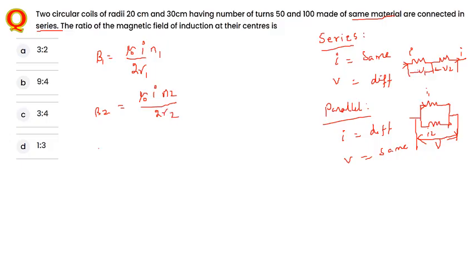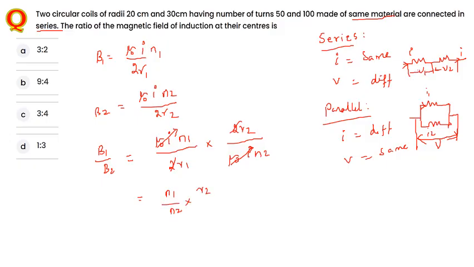Now what they are asking in this case is B1 divided by B2. Now I just mentioned here, B1 is equal to mu naught I n1 divided by 2R1. Similarly, divided by B2, which is 2R2 divided by mu naught I N2. See, what are the common terms? We just cancel over here. So 2 and 2 will be cancelled, mu naught I will be cancelled, mu naught into I will be cancelled. So what you are going to have here is N1 divided by N2 into R2 divided by R1.